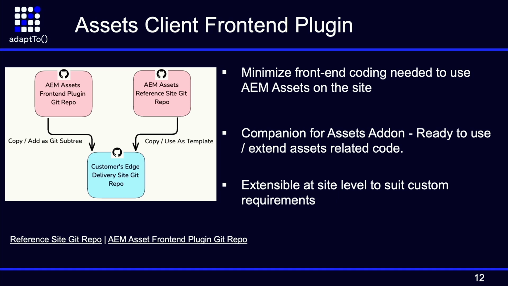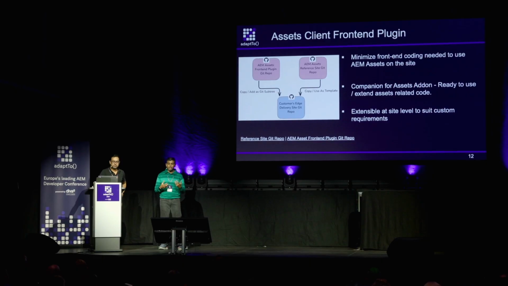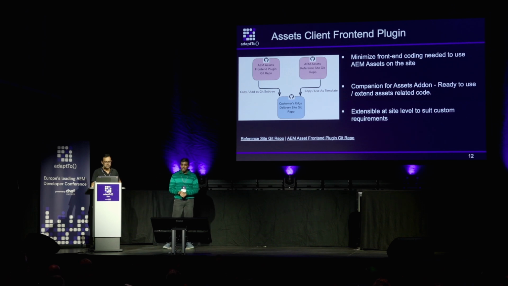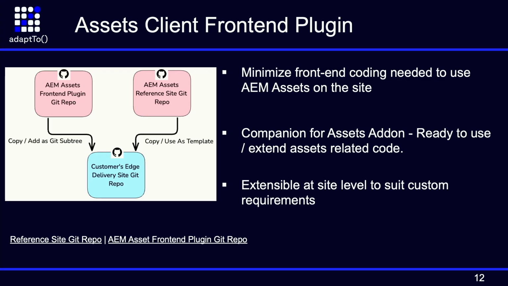So talking a bit more about the Assets front-end plugin, it's a place where you get a good starting point when integrating with AEM Assets on your Edge Delivery-based website. So it helps in minimizing the front-end coding needed to be done because it has a lot of boilerplate stuff within it. It is a companion of the Assets add-on, and it has ready-to-use blocks available in it. And it is extensible at the site level, so you can pick those blocks, use them as they are, or you can change them, extend them based on your site-specific requirements.